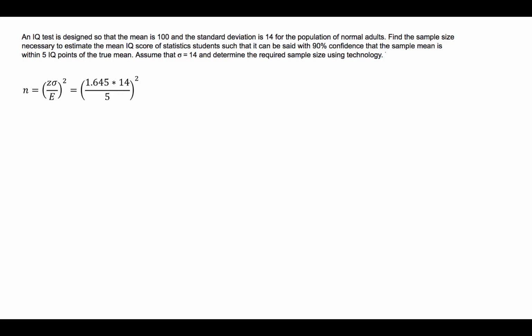Substituting these values into the formula, we find a value of 21.215236. But in order that we do not compromise confidence level or precision, we always round up with sample size calculations. So the appropriate sample size would be 22.